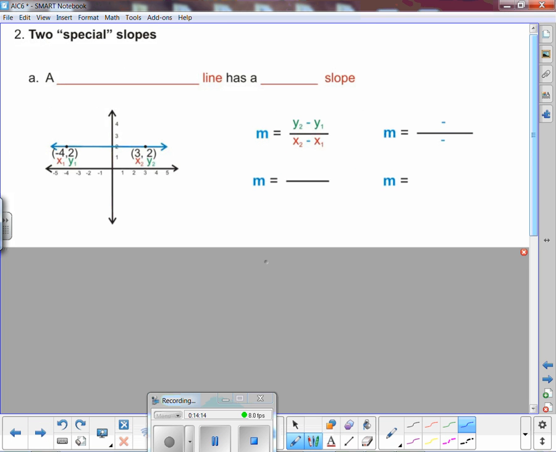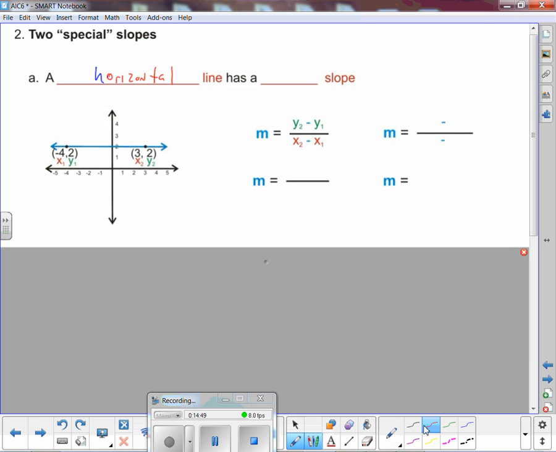Okay, number 2. 2 special slopes. All right, the first one is a horizontal line. This should be red. A horizontal line. Horizontal slopes are really boring. You don't want to ski a hill with the horizontal slope. Yeah, horizontal slopes. So what's the value of this slope?